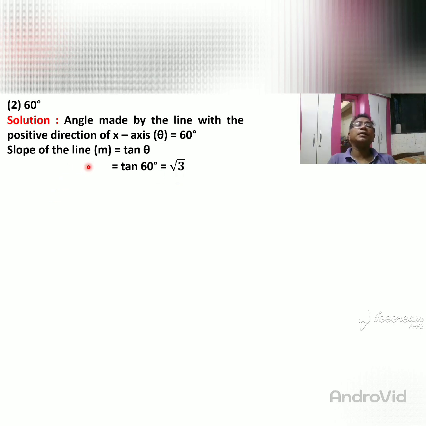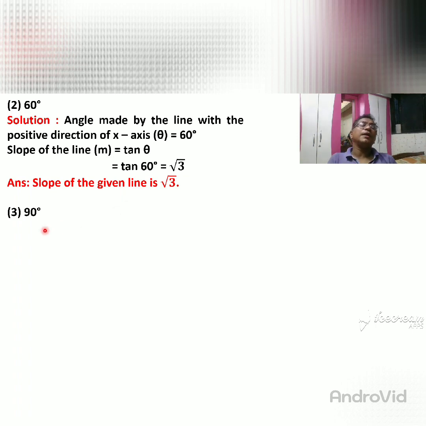So slope of the line is equal to tan theta. Theta is equal to 60. So tan 60 is equal to root 3. Then the slope of the given line is root 3. Do you understand? Because the tan 60 value is root 3. So you want to find the slope. Slope of line is equal to tan theta. Theta is equal to 60. So tan 60 value is root 3. So the slope of the line is root 3.